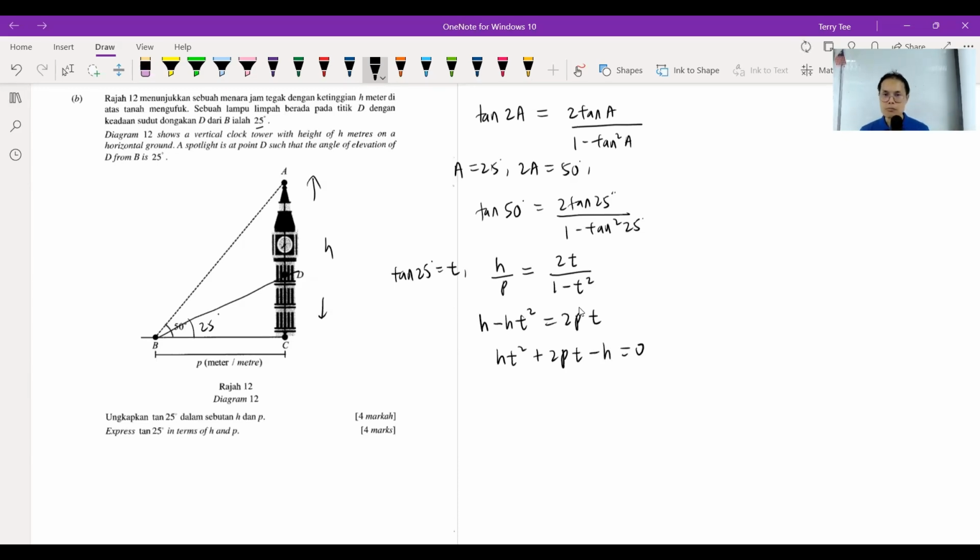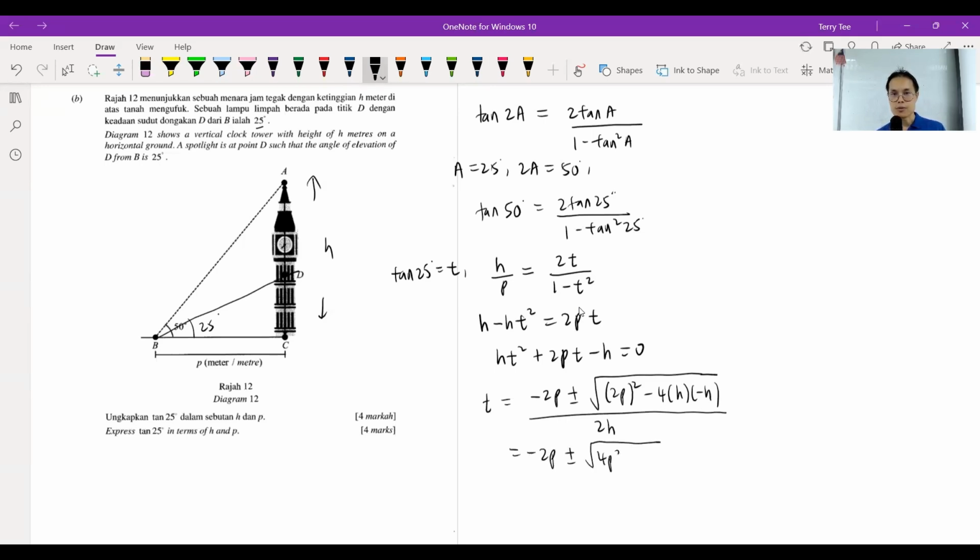Now, I know a lot of people would probably prefer to use quadratic formula or rumus quadratic rather than complete the square or sempurnakan kuasa dua. So I will use the formula: minus B plus minus square root B square minus 4AC divide by 2A. Your A is H, so I put H here. So let's simplify this. Minus 2P plus minus square root of 4P square plus 4H square, divide by 2H.